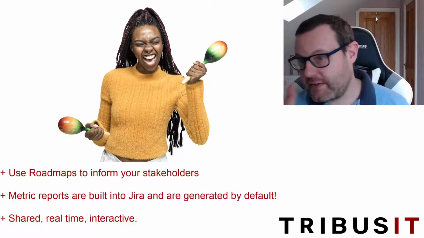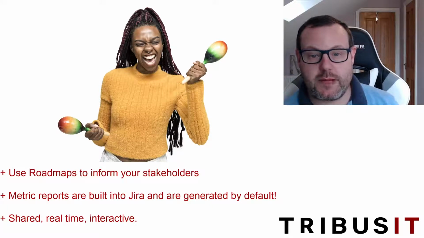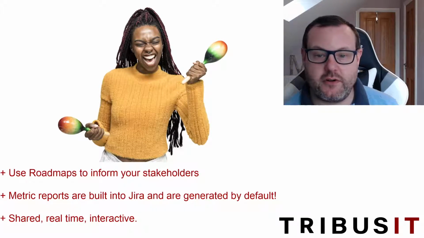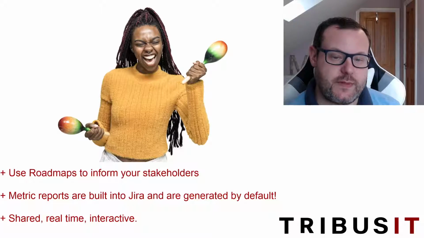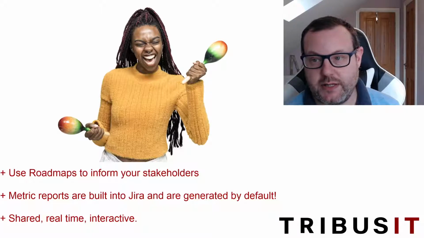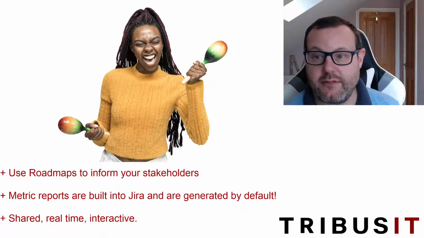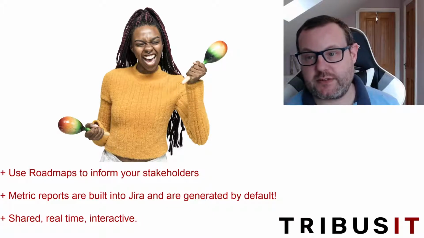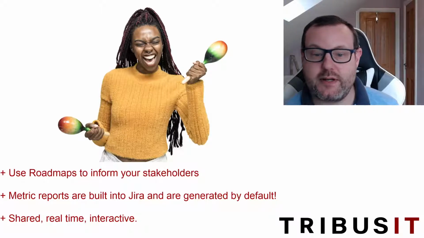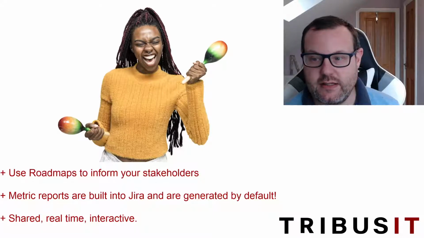So benefits of those metrics. You can use roadmaps to keep your stakeholders informed. The metrics are built into Jira. They're generated by default. They're shared in that anyone can get on there, click on it themselves and have a look. It's real time. It's based on the actual underlying data that's updated by people anywhere, and they're interactive. So you can click on those charts and see the actual issues and the data that underlies them.